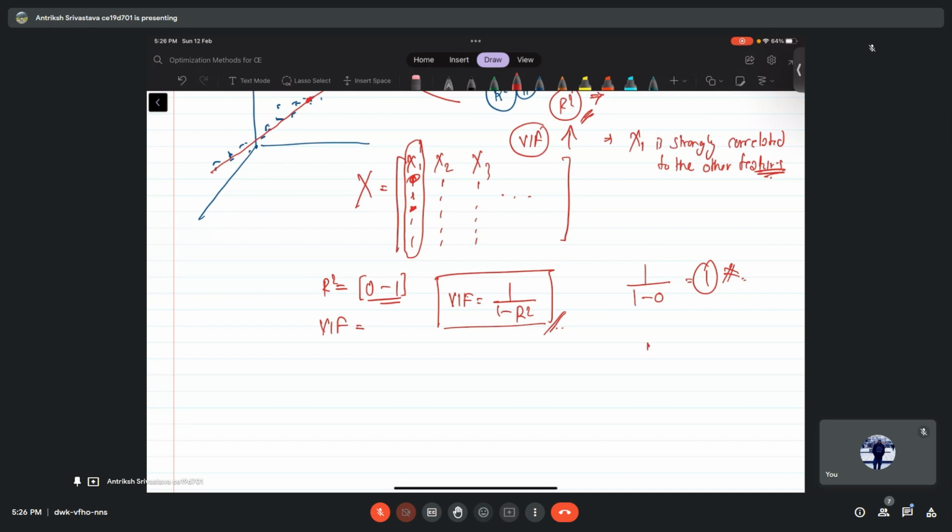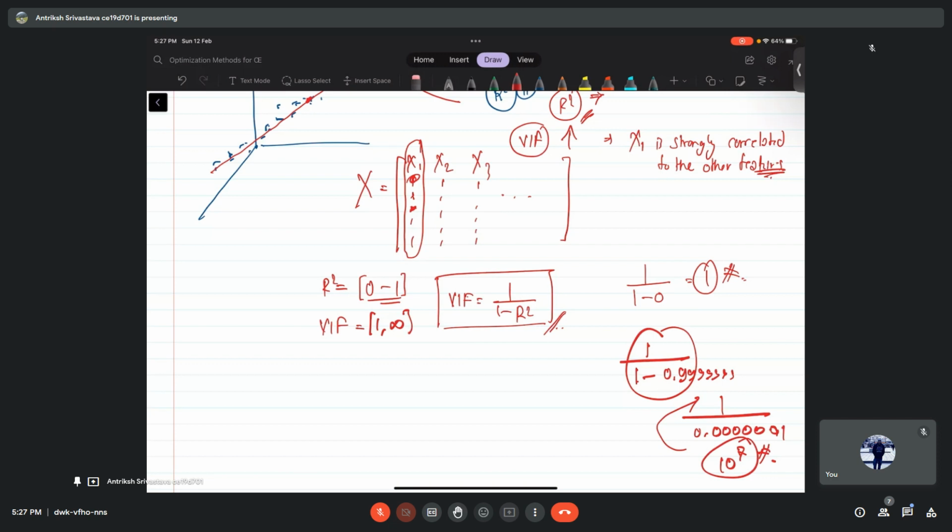Now when r is 1, it is going to be 1 minus 1, so actually this is not defined, but let's assume an r square value very close to 1, 0.9999999. Then the denominator will be 0.0000001. Now when this goes up, it will be 10 to the power 7, so it is much more than 100. The maximum value is actually till infinity. So the range of VIF is 1 to infinity, infinity excluded.